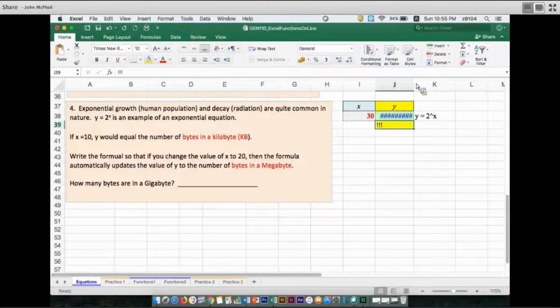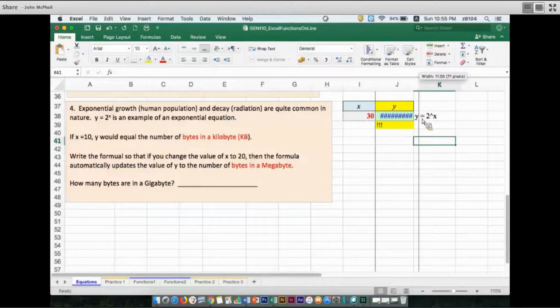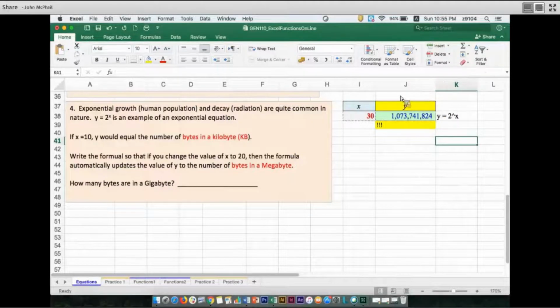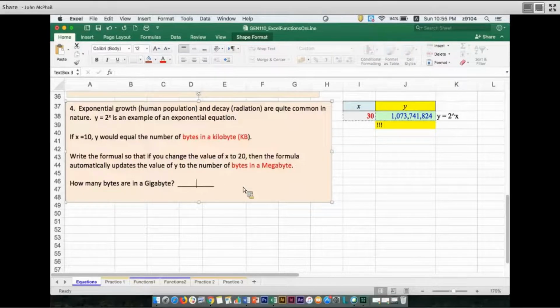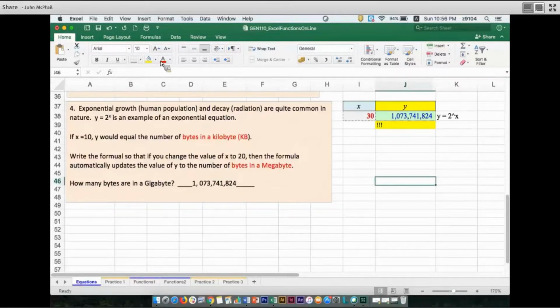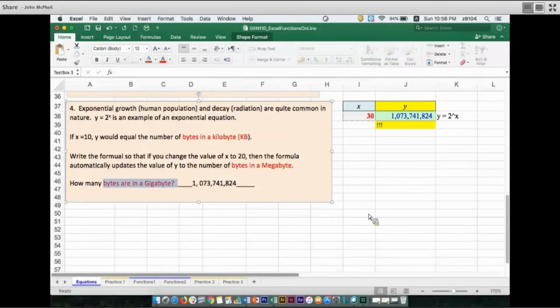Well, Excel's trying to tell us something. Excel's trying to say that there's not enough room in that cell for the number. If I drag the column open a little bit, then you see that there are 1,073,741,824 bytes in a gigabyte. And that brings us to the end of the equations tab.